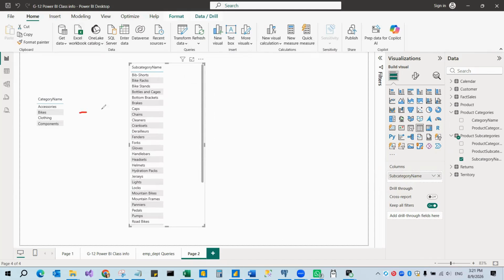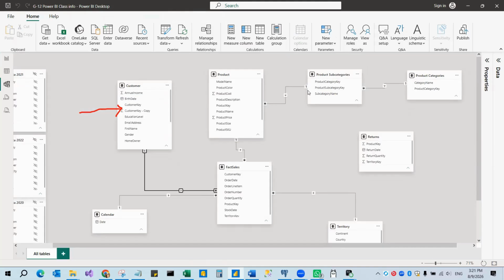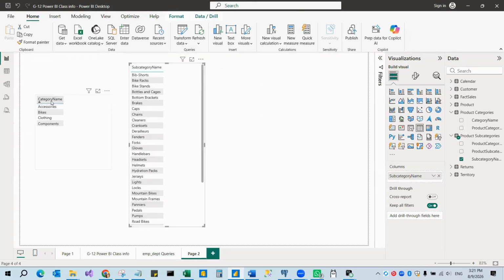You can see data flowing this way, from product category to subcategory. That is the way the arrow also points. Look over here, if I go to the model, data is flowing from the product category table towards the product subcategory table. Pay attention to this: from category to subcategory, category to subcategory.